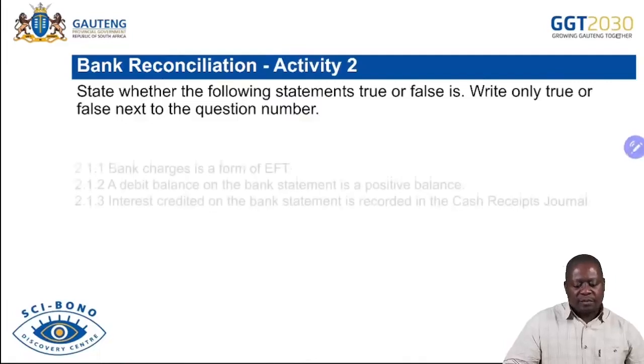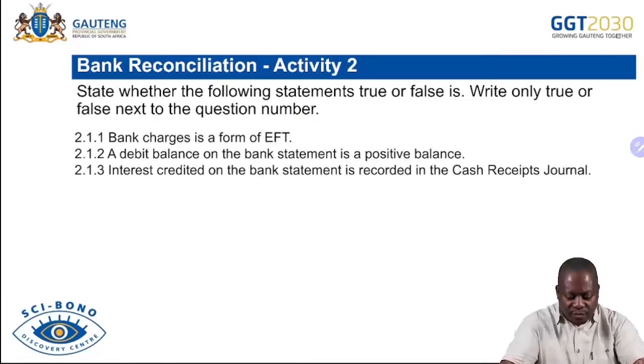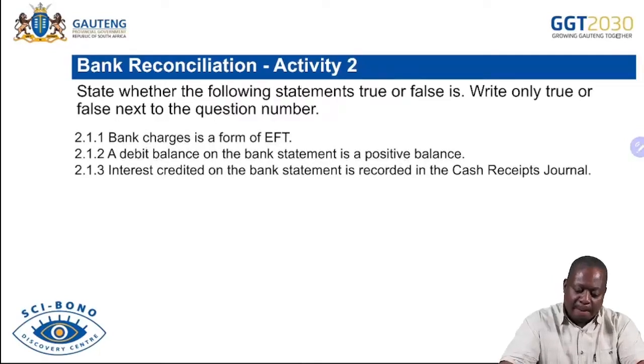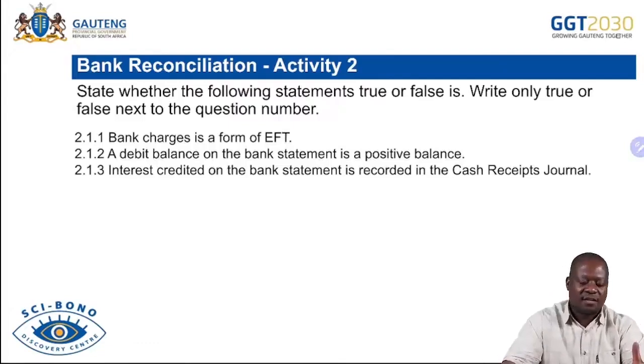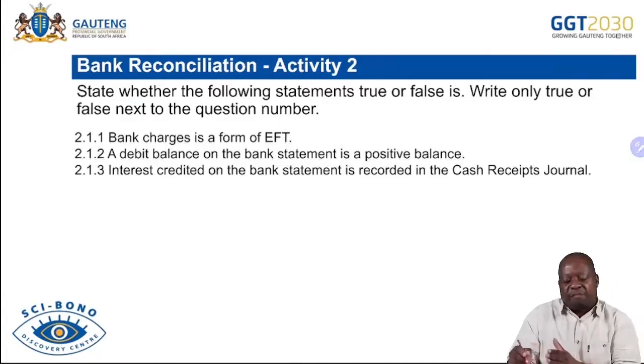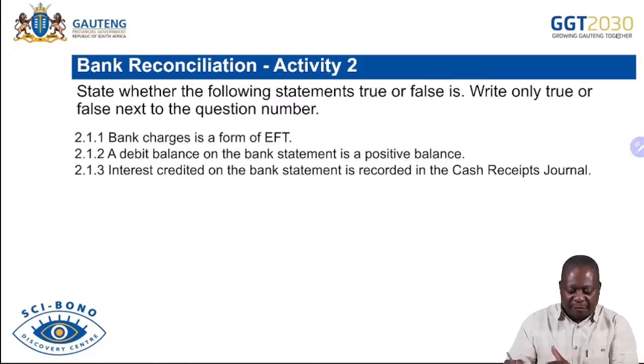Activity number 2. Now, it starts with something just to check if we understood much. Bank charges is a form of EFT. Is bank charges a form of EFT? True or false? Okay, I got your answer. A debit balance on the bank statement is a positive balance. Debit balance, positive balance.